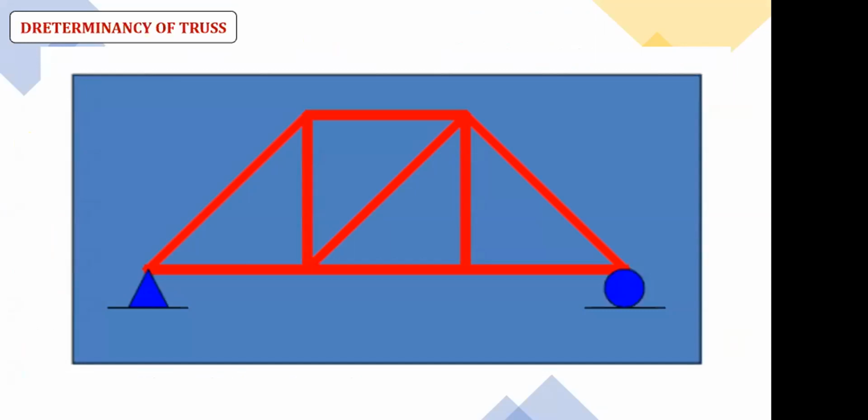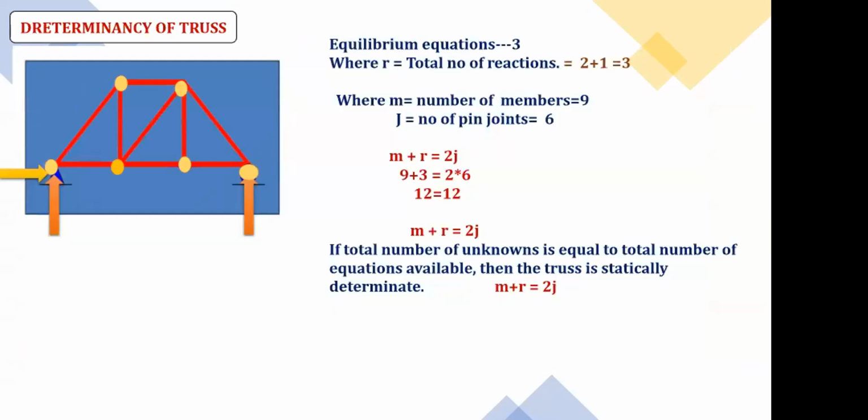You can observe the diagram. At the support, one is a pinned connection, one is a roller support. So external indeterminacy equals 0, 3 minus 3. Internal indeterminacy equals m plus r. So this is statically determinate.